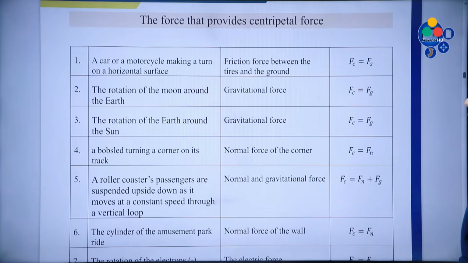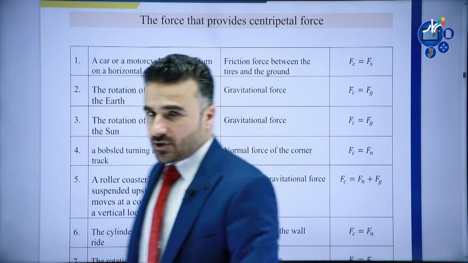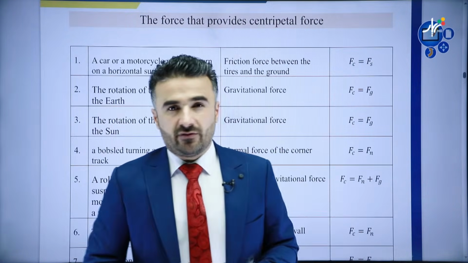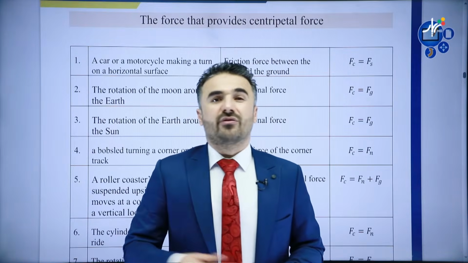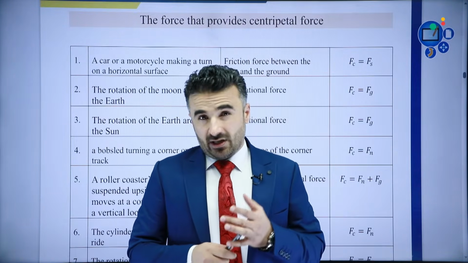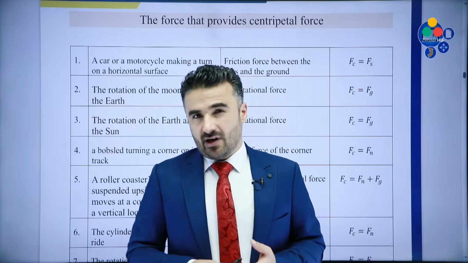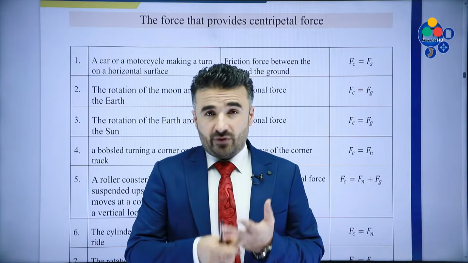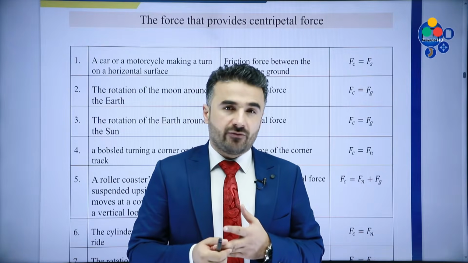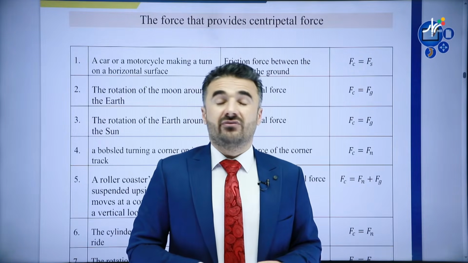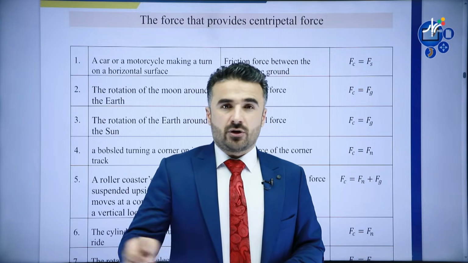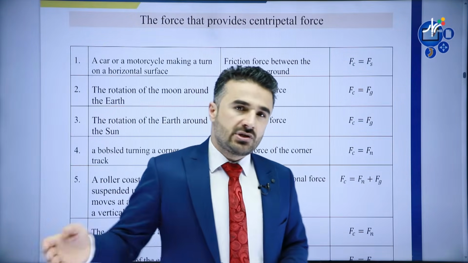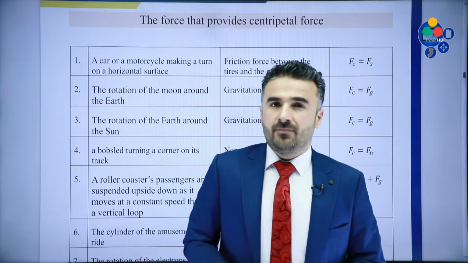Now, the force that provides centripetal force. So far, we've mentioned many situations where centripetal force was provided. We said the tension in a string can provide centripetal force. The elastic force of a spring can provide centripetal force. The gravitational force between the sun and the earth can provide centripetal force to keep the earth moving in an orbit, or in circular motion. And of course, friction is another one.